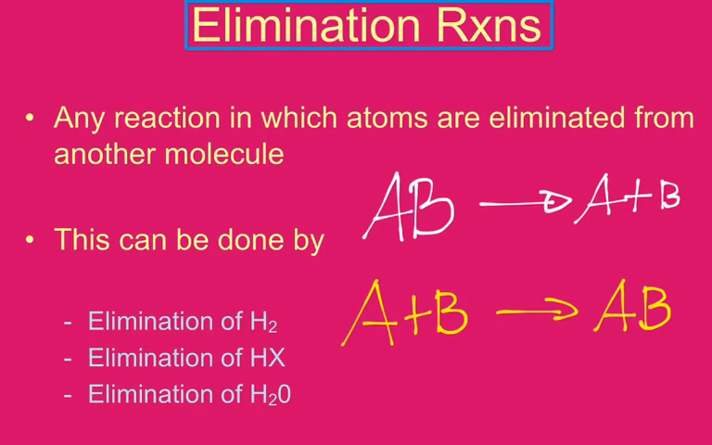Now, elimination. Let's read some facts. Any reaction in which atoms are eliminated from another molecule. So we're removing them from what? Another molecule, singular. So that means this one. You start with 1, you end up with what? 2. Like this beautiful bottle of mine. You see it as one like this, right? With a cap. Then I remove the cap. Now I end up with 2. They were joined. Now they are separate.